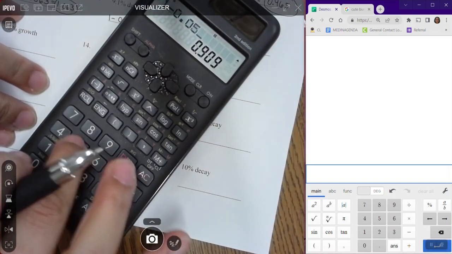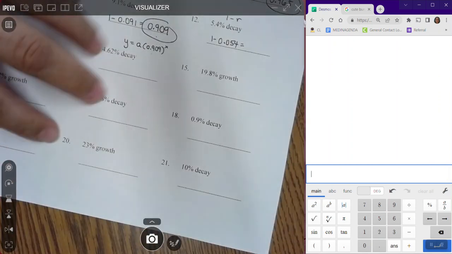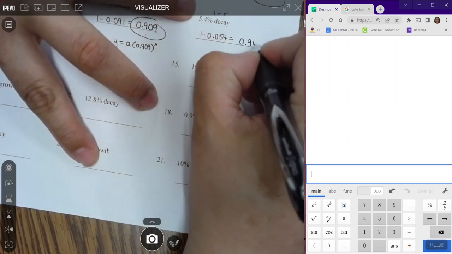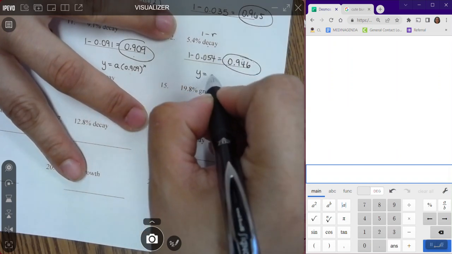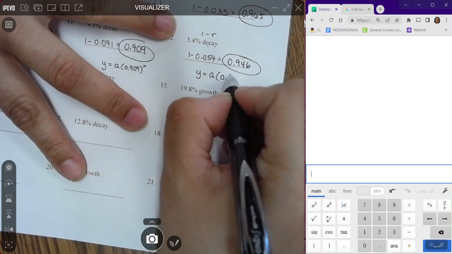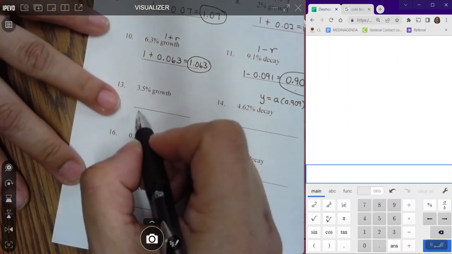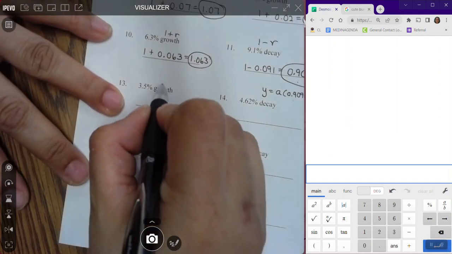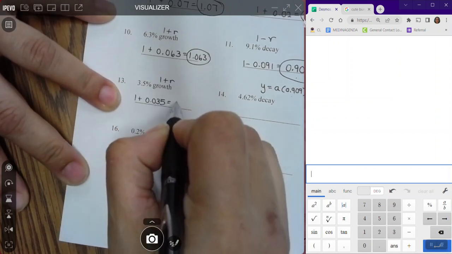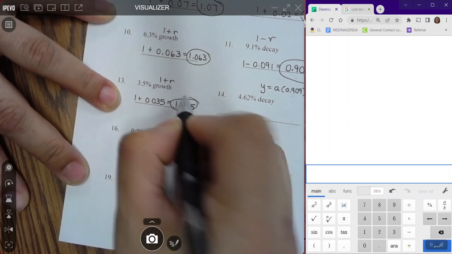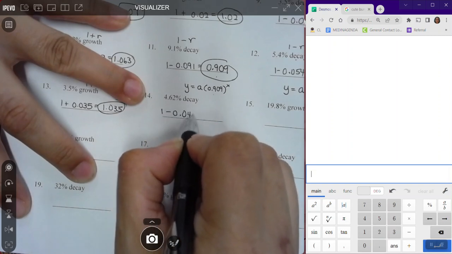minus 0.054. That gives me 0.946. All right, this is the decay factor. When I'm writing an equation, it's going to be y equals whatever the a value is, 0.946 raised to the x, okay? Factor. Growth. So it's 1 plus 0.035. Growth is easy because you just put the decimal, tack it on. Decay, 1 minus 0.0462.